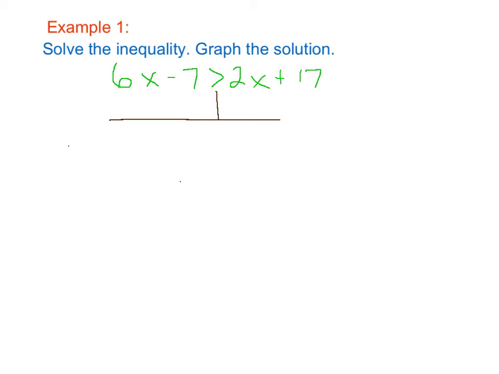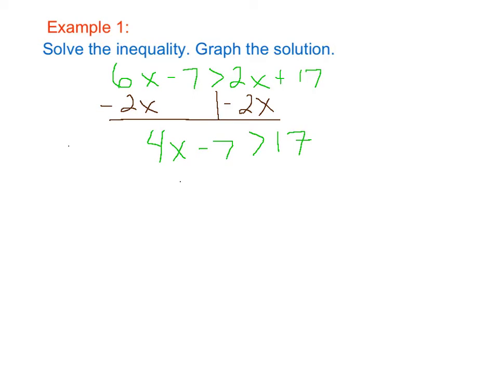There's a 6x on the left, 2x on the right. I'm going to get rid of the smaller one. So 2x, I'm going to subtract 2x on both sides. After that's done, we get 6x minus 2x, which is 4x. We've got our minus 7, which is greater than 17.